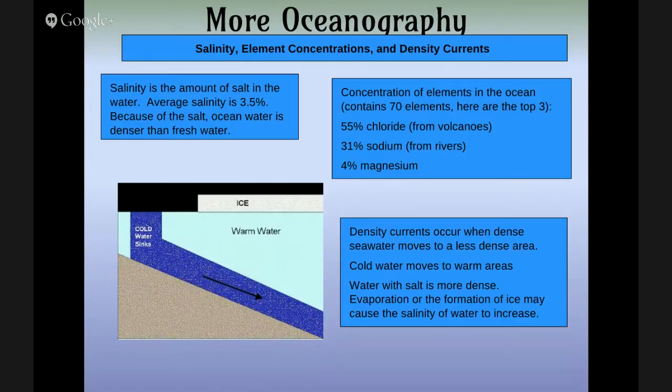And if you take a look at this picture, lower left-hand corner, you can see that cold water will sink, and it will sink all the way to the ocean floor and slide down under the warmer water.